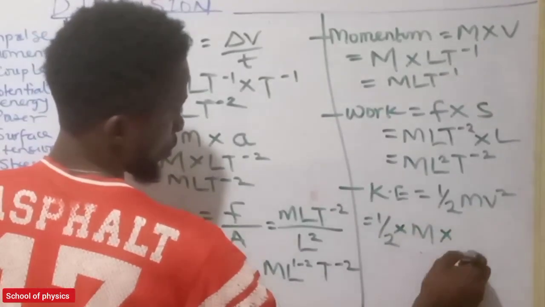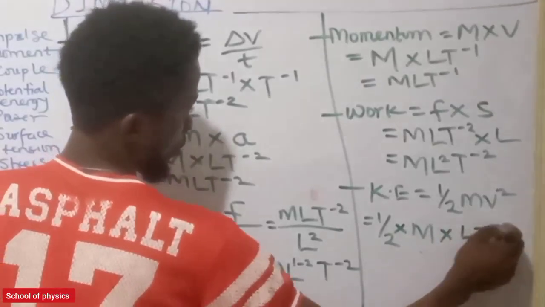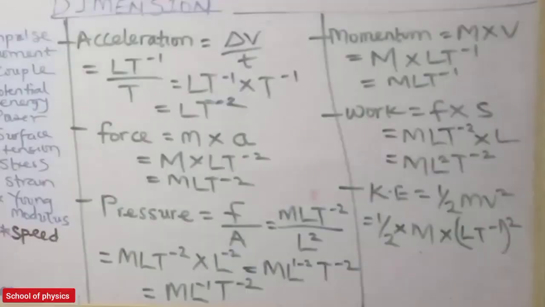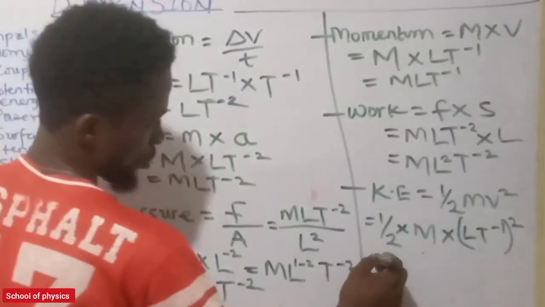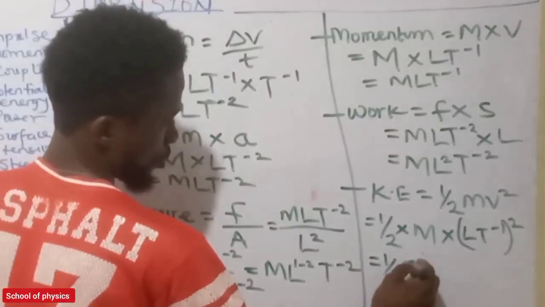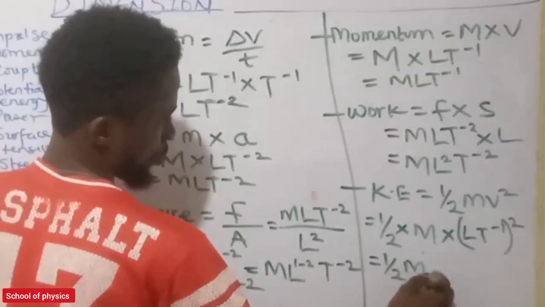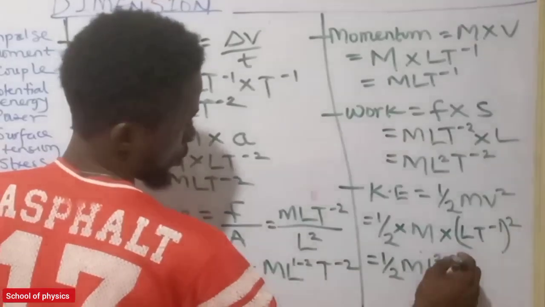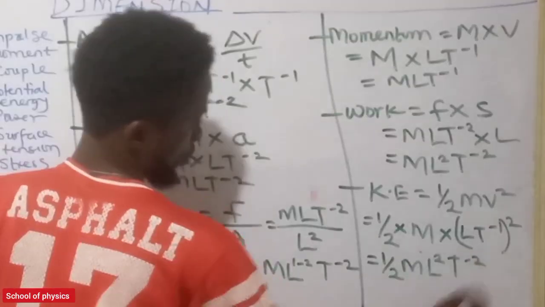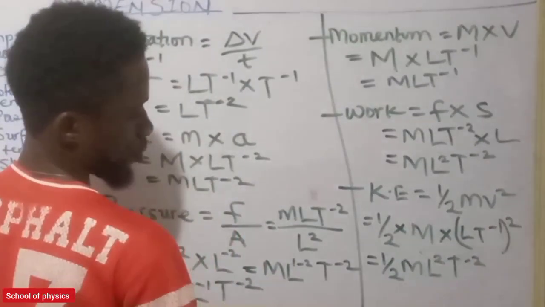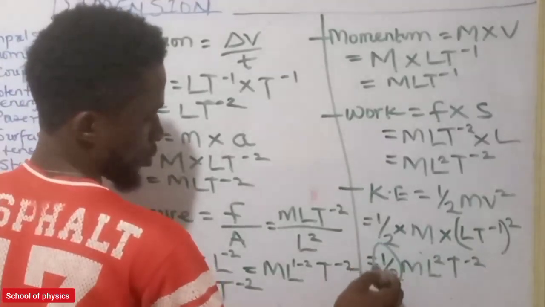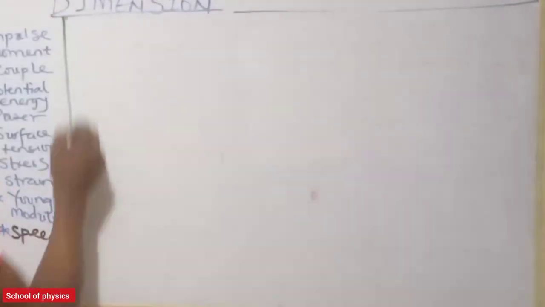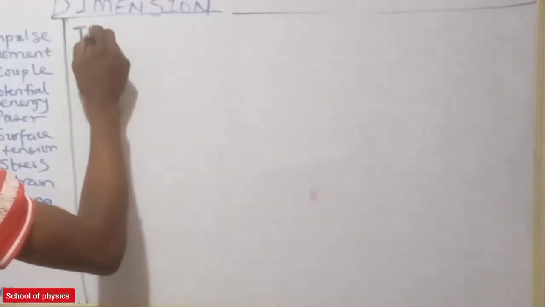So half times m times v squared. Our v is LT^-1. So when you square it, it will be L times L and T^-1 times T^-1, so on squaring that, we should get L^2T^-2. So the entire thing now will be M L^2 T^-2. So the half there has no effect. The half is just telling us it is half of what we have there. But the actual dimension is ML^2T^-2.